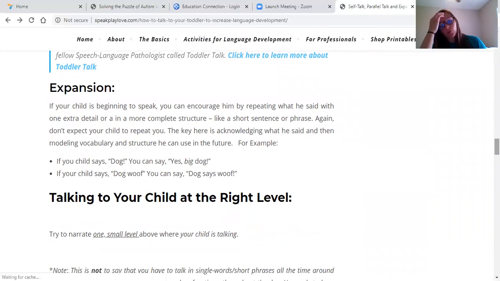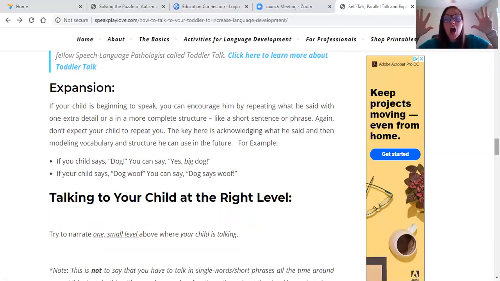Expansion is the next thing we're looking at. So if they're starting to speak, a lot of students start with one word. It gives the example of dog. If that's what your child says, then you can say, yes, big dog. And same as if they come up to you and say, drink, and they're looking at a cup, you could say, yes, drink in cup. Or yes, drink milk. Things like that just expand and give them an example of how they could say it.